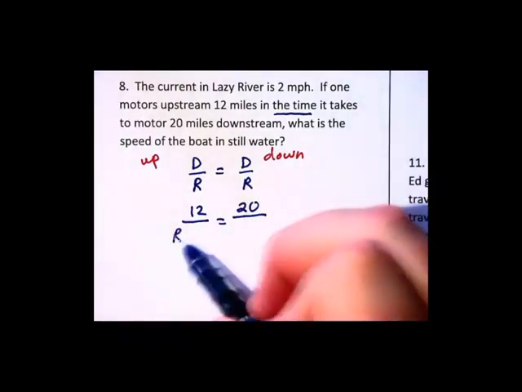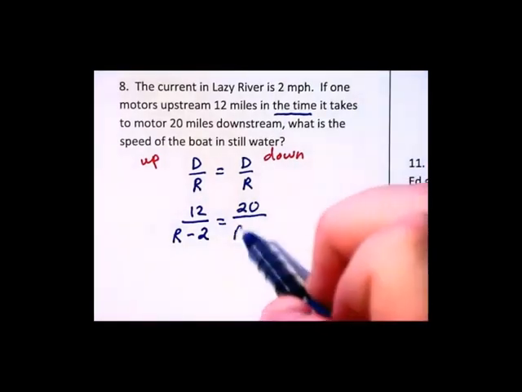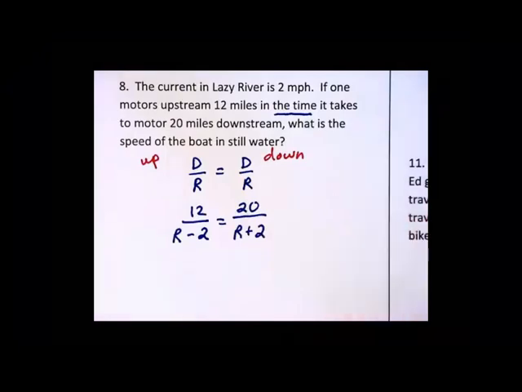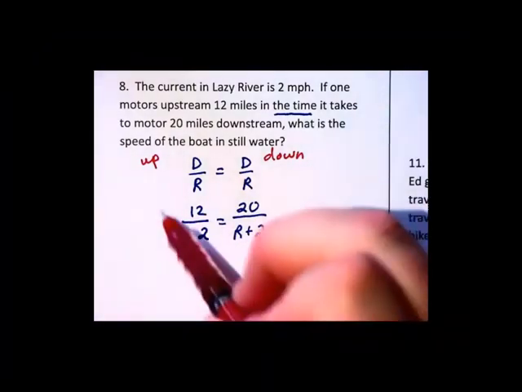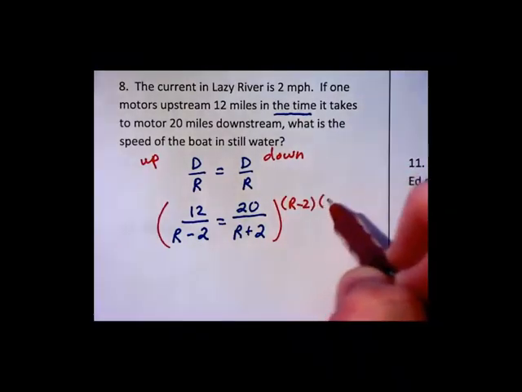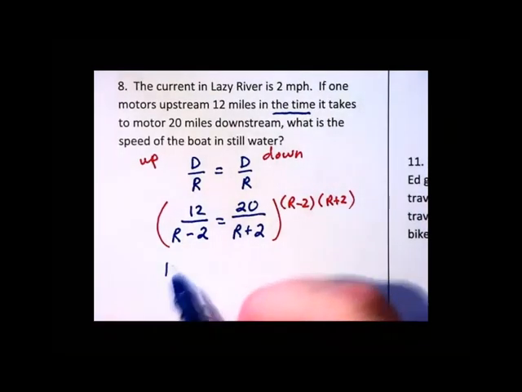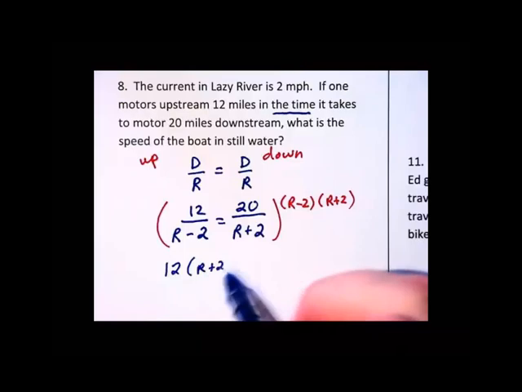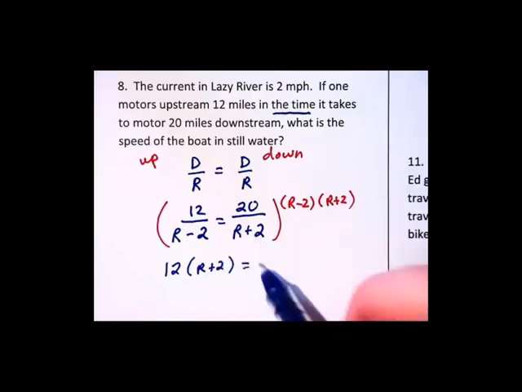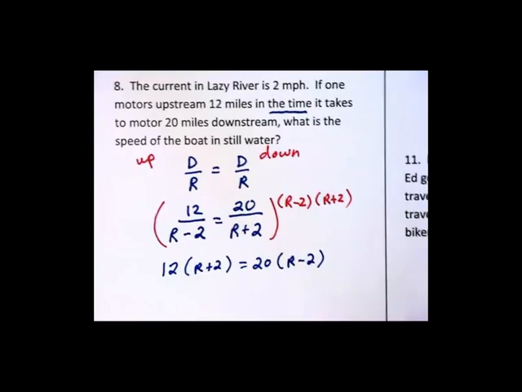Upstream, you're traveling r minus the 2, which the current is pushing against you. And downstream, you get the 2-mile-an-hour boost, so it's r plus 2 for the rate. We're going to clear the denominators by multiplying through by r minus 2 times r plus 2. On the left, the r minus 2's cancel, leaving you 12 times the r plus 2. And on the right, the r plus 2's cancel, leaving you 20 times the r minus 2. Notice that what we're left with is the same thing we would have had if we had cross-multiplied. If you want to pause the video and take a look at that, you can.